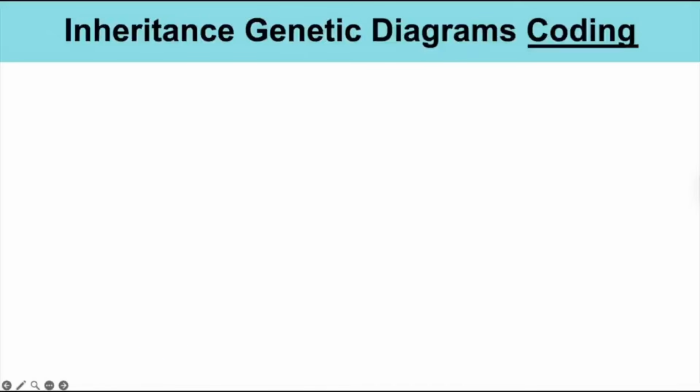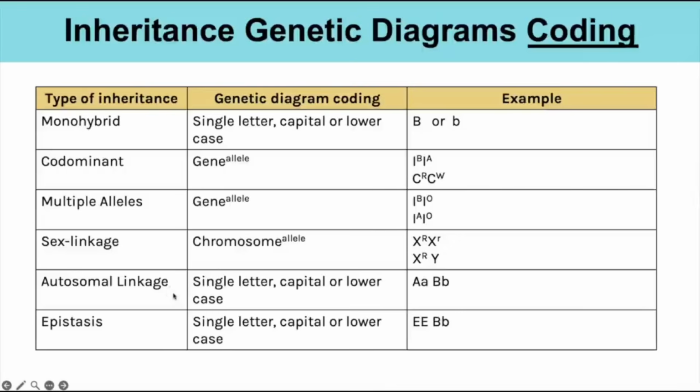So inheritance then, we're going to go through all of the types that you need to know for AQA, but there are different ways to present what allele you have for a particular gene. That's what I mean here by this coding. This is what we'll use when we do Punnett squares or flow diagrams to work out predictions of what you might see in offspring.